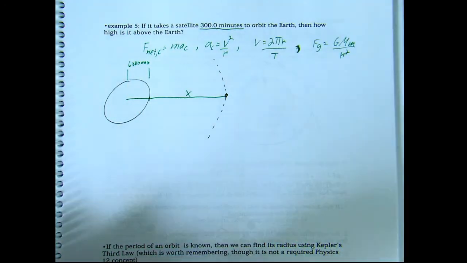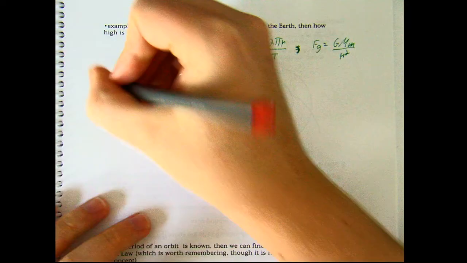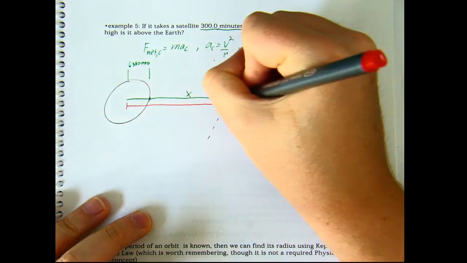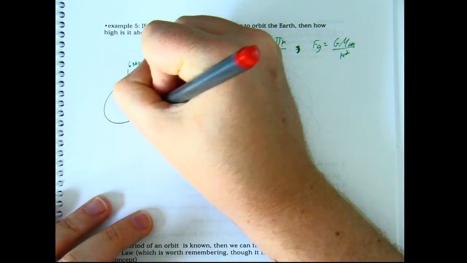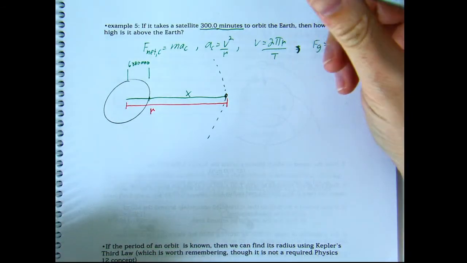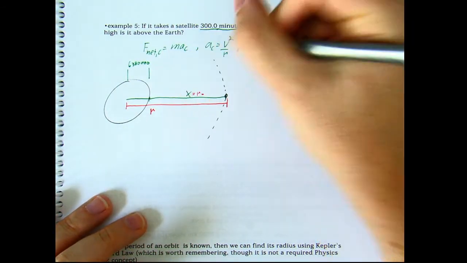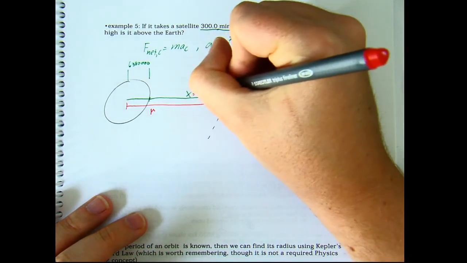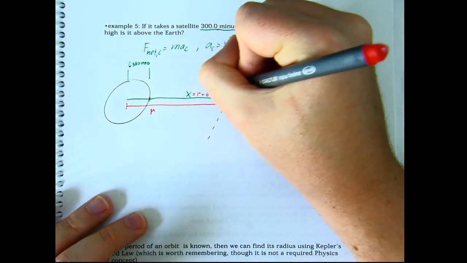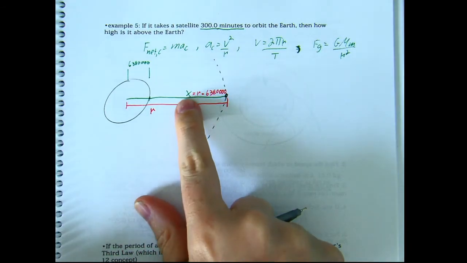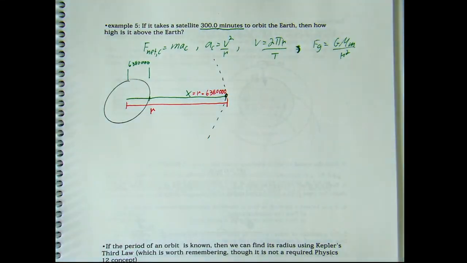When we do the calculation, what we're going to find is r. So then x is going to be r minus this 6,380,000. But make sure we actually find what the question is looking for. So let's start. This is going to be fun.